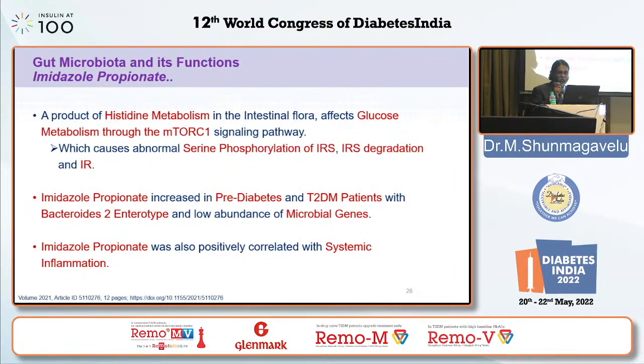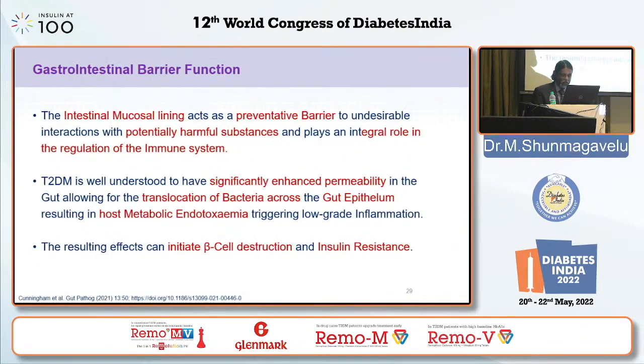Next is imidazole propionate. It's a product of histidine metabolism, which affects glucose metabolism through the mTOR signaling pathway. This propionate is increased in pre-diabetes as well as in patients with type 2 diabetes, and is possibly correlated with systemic inflammation.